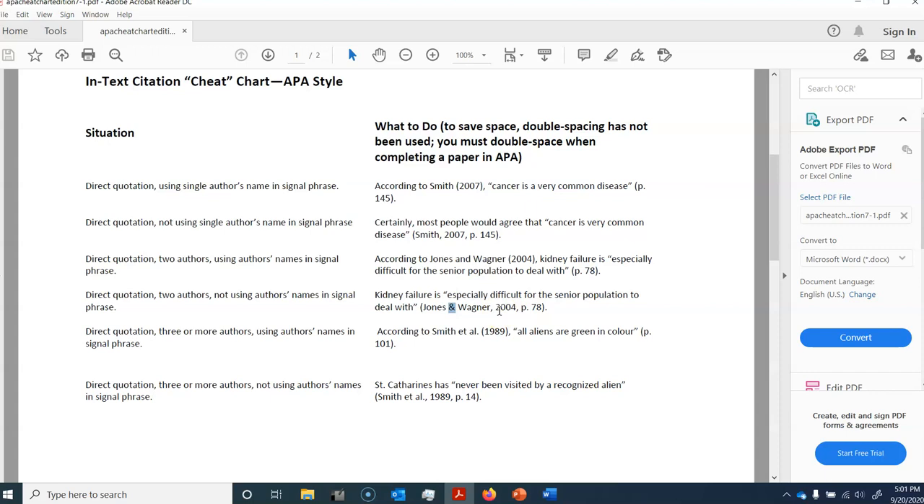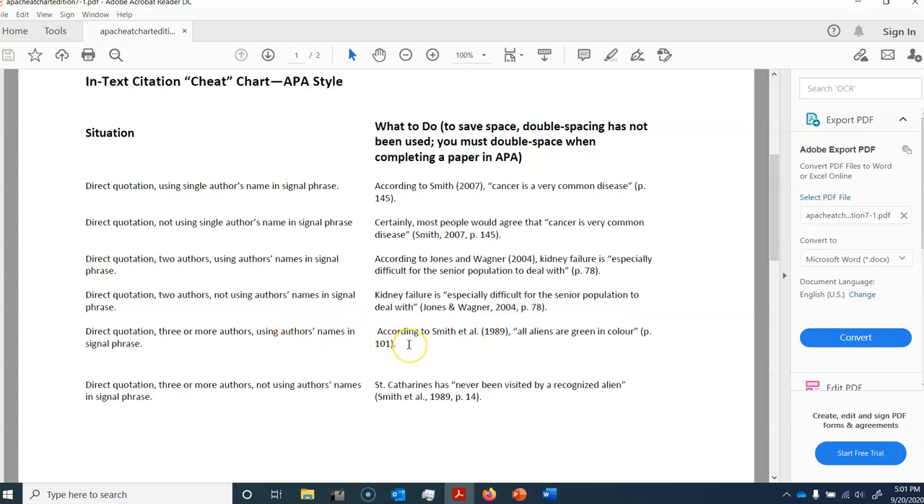If I have 3 or more authors, I get to take a shortcut. The shortcut is called the et al shortcut. So it's E-T space A-L period. And this is Latin, and translated into English, it means "and others." The et al shortcut allows you to use the first author in the list's last name, and then to use et al to show that there are other authors as well.